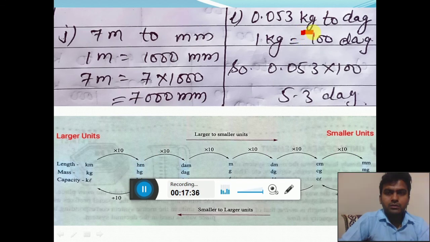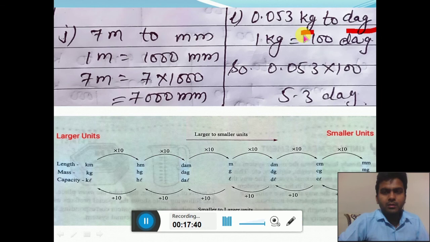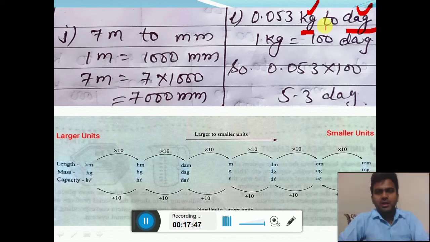Kilogram to decagram. 0.053 kilogram into decagram. So kilogram is a bigger unit and decagram is a smaller unit. So we have to change a bigger unit into the smaller unit. So what we have to do? We have to multiply.